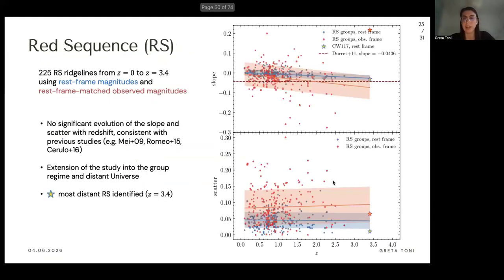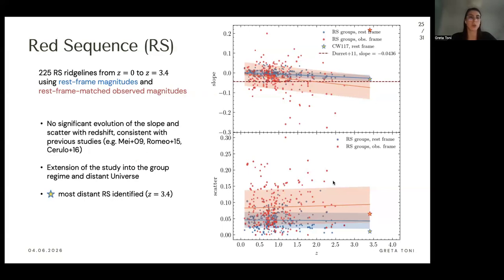Another way we have to characterize the quiescent population in a galaxy system, like a group or a cluster, is to actually study the red sequence. The red sequence is the grouping of red quiescent galaxies in the color magnitude space. And to identify red sequences in our sample, we fitted a relation in the color magnitude diagram for each group and studied the properties of the best fitting relation, the red sequence line.